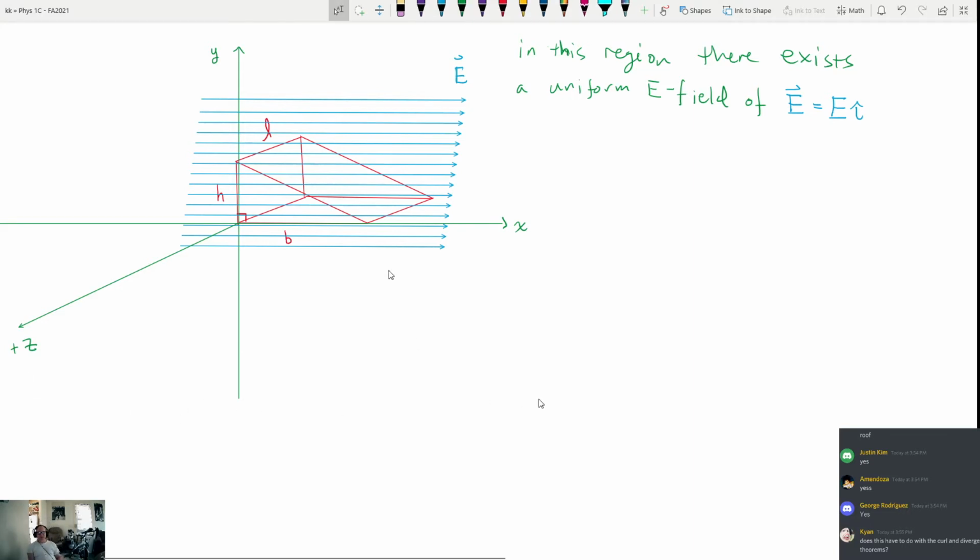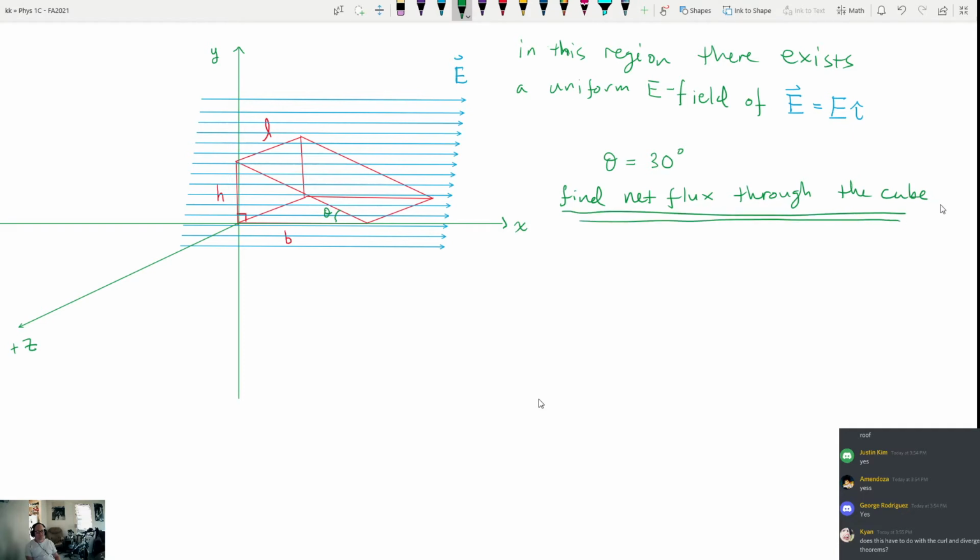Okay, one last thing we need is an angle. We're going to call this angle right here theta, and we're going to say that theta is equal to 30 degrees. We may remove the electric field lines at some point, in case it becomes too hard to see what's going on here. So we want to find the net flux through the cube. This will allow me to talk about some of the things about flux that I haven't talked about yet. Okay, so this is the problem. Find the net flux through the cube.